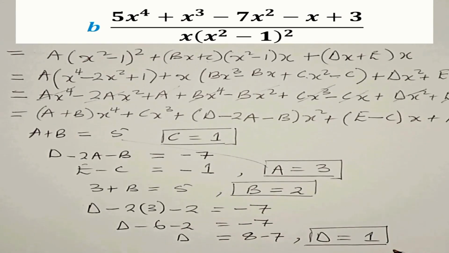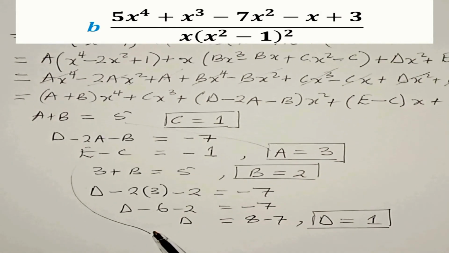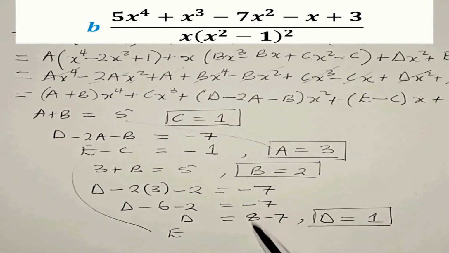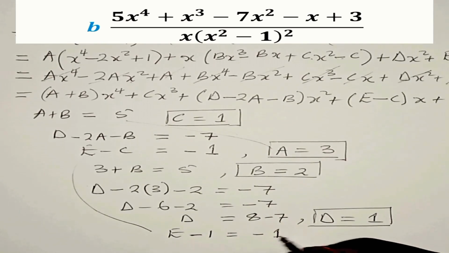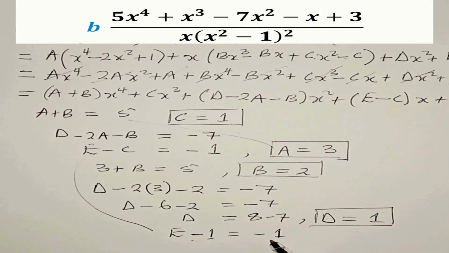Now, let's solve for e. We can use that equation right here to solve for e. We say e minus c. c is 1. So we have e minus 1 is equal to minus 1. And this minus 1 crosses over, it becomes positive. So we have minus 1 plus 1. That gives us 0. So we say e is equal to 0.